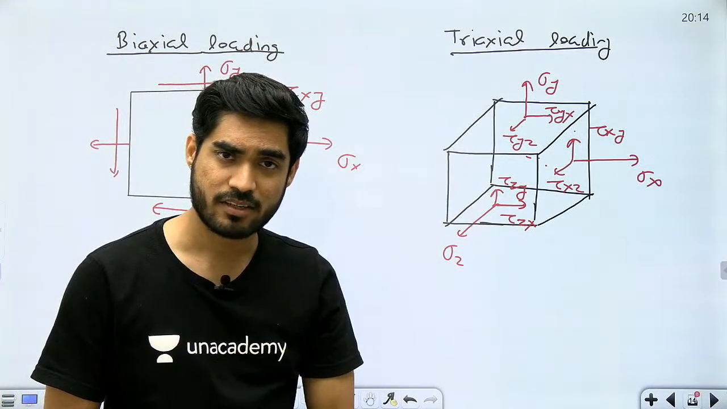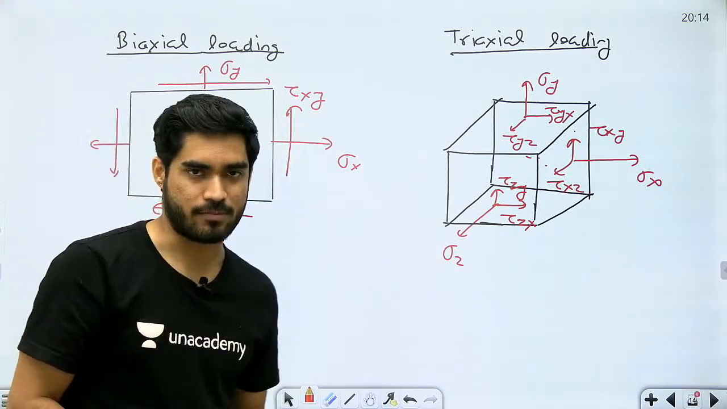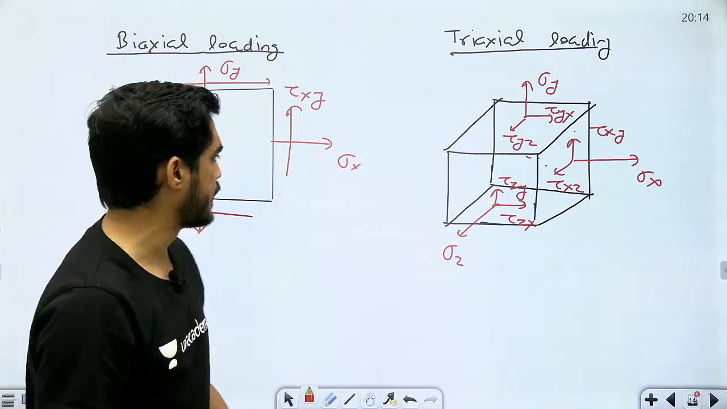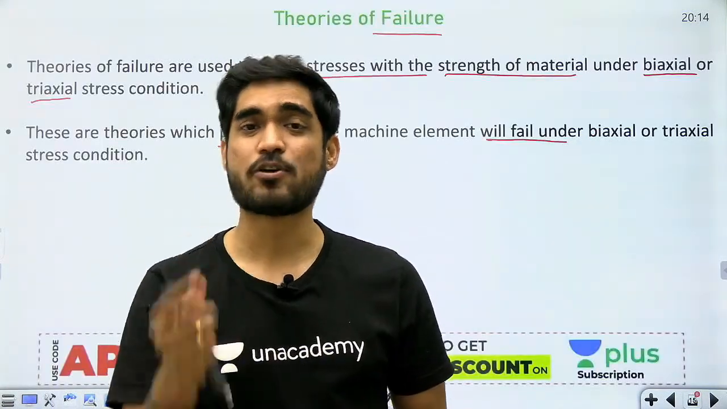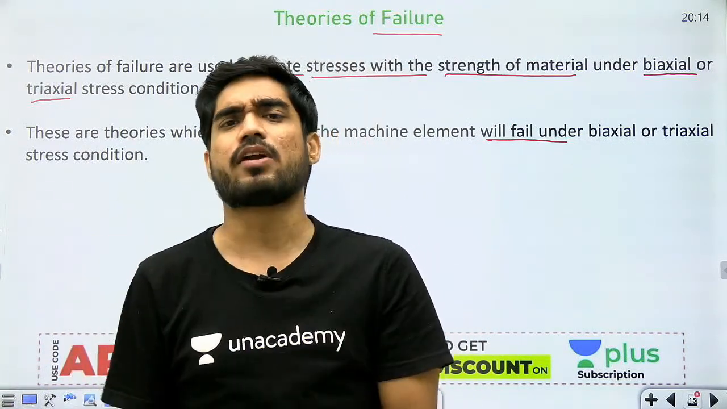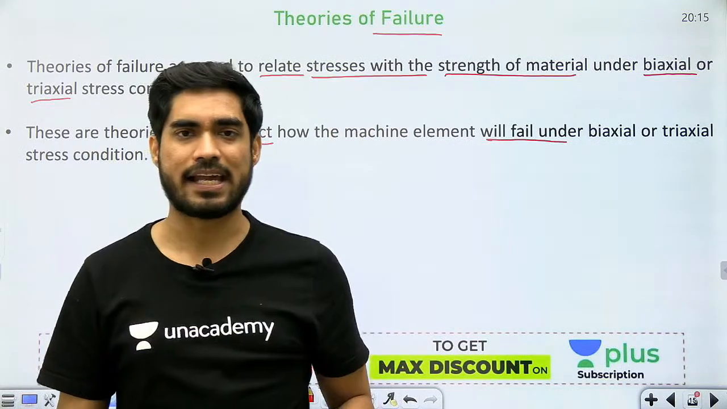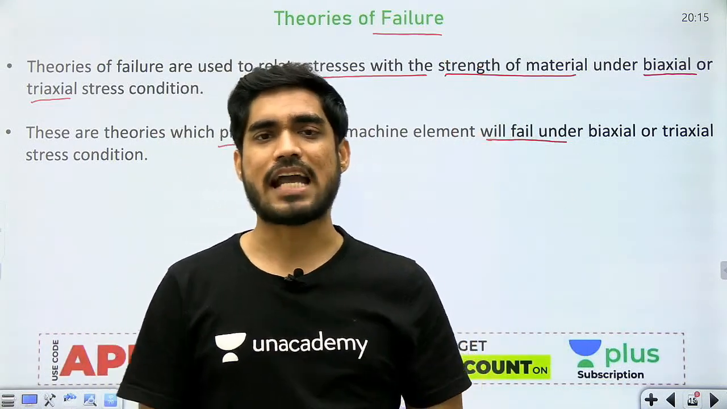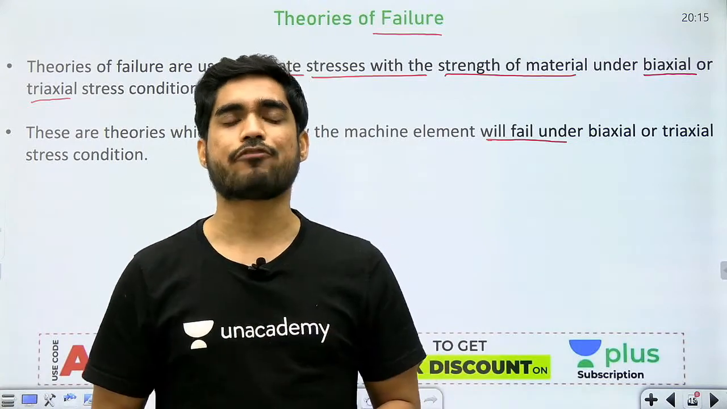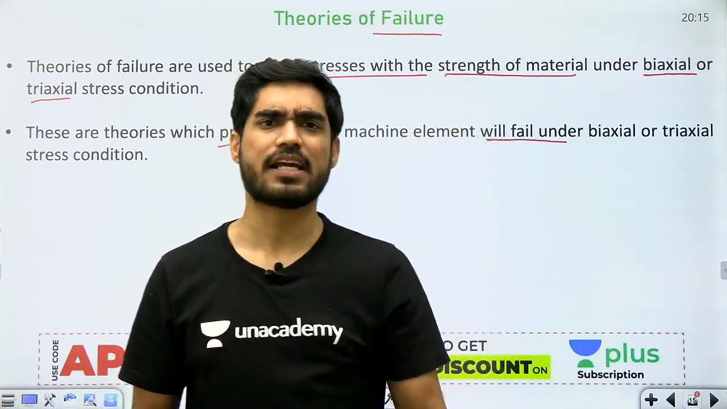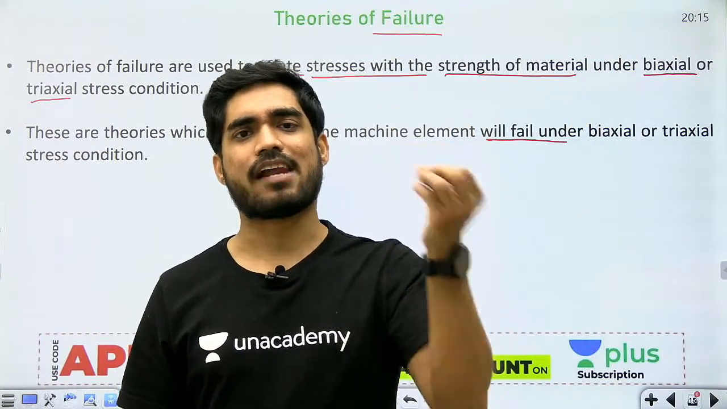Let's say some theory assumes that your machine element is going to fail due to tau maximum. So beta, again you will get some relation between sigma x, sigma y, tau xy and SYT. Another theory will say that your machine element is going to fail due to strain energy. So beta, there are different theories which are going to tell us that due to this particular parameter, your machine element is going to fail, and based on that assumption, I am going to derive a relation between stresses and strength of material. So beta, now we have to see what are those different theories of failure. In each theory, what is that assumption, and based on that assumption, what relation are we getting?